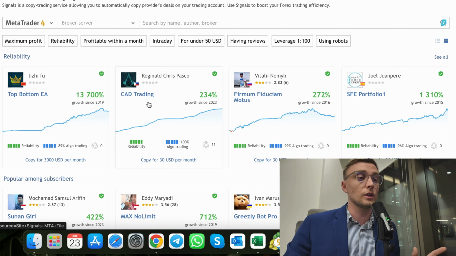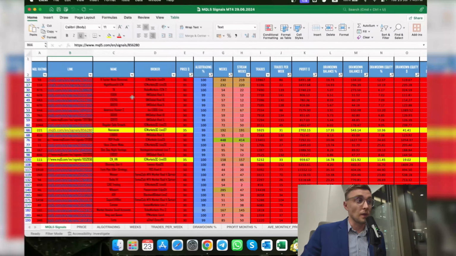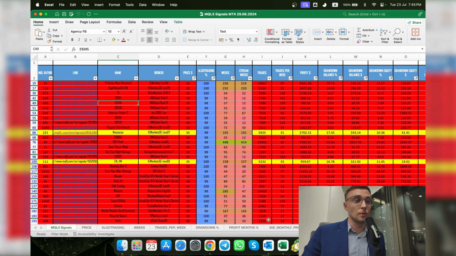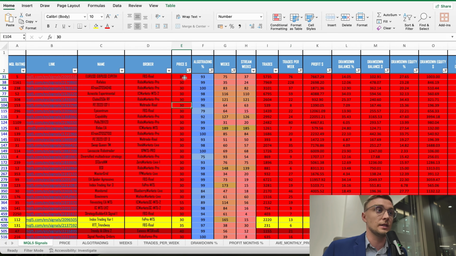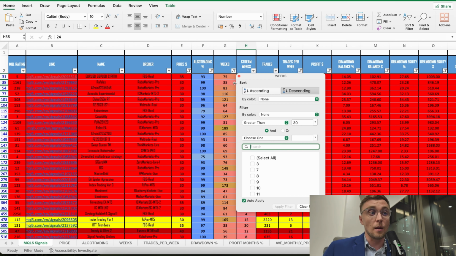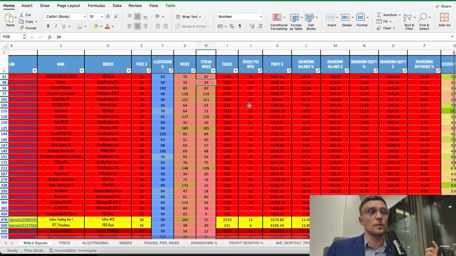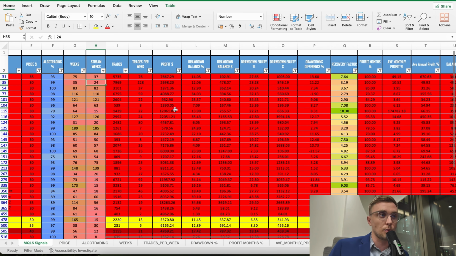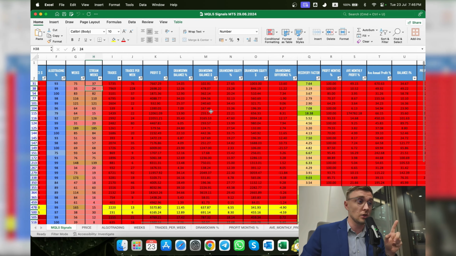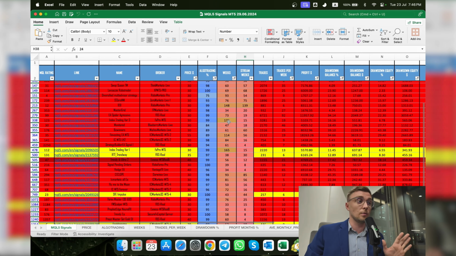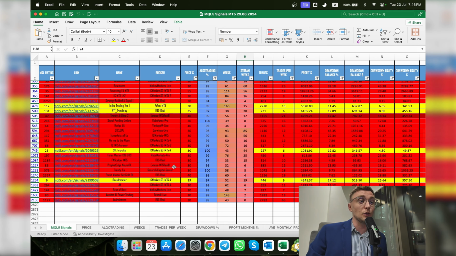But how does it work in general for me? I'm parsing all the signals to my Excel file, because there I'm able to do the filtration, let's say based on the price, whether it's algo trading or not, and how many weeks it should trade. By the way, I'm not searching for a signal that has traded less than 30 weeks, it's almost 1 year. Also how many trades per week he's doing, what kind of profit, drawdown, recovery factor, all the criteria. By the way, I already explained all these criteria in one of my videos, so I highly recommend checking it. And then I found 4 signals.